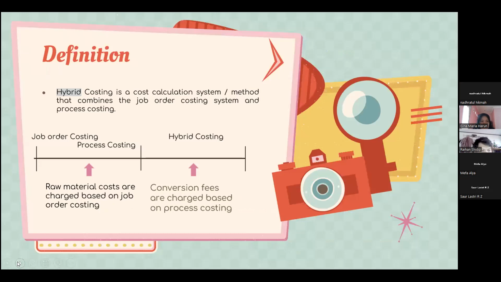So hybrid costing is a calculation system or method that combines the job order costing system and process costing. Raw material costs are charged based on job order costing, and conversion costs are charged based on process costing.